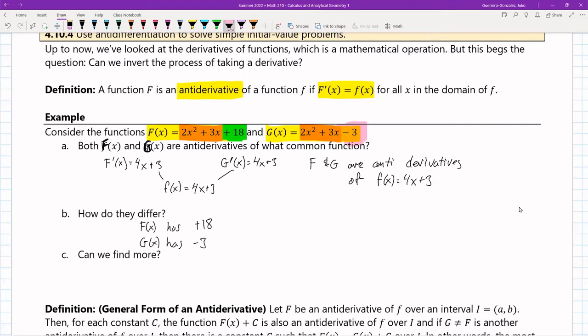Looking at just that difference, can we find some more big F's and big G's that are antiderivatives of my little f of x? The answer is yes. It doesn't matter what we put down, so long as that front portion is 2x squared plus 3x, the tail can be whatever it wants. So for example, big f of x can be just 2x squared plus 3x.